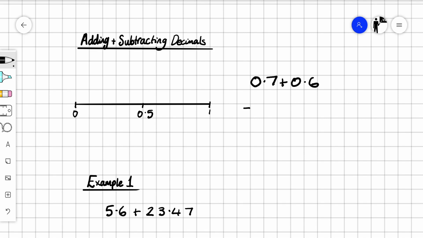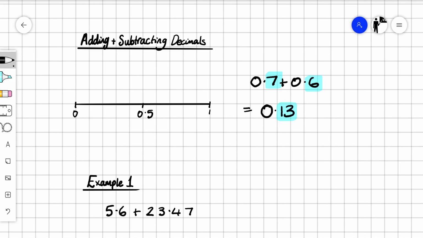What I'm going to do here is share what the wrong answer is. This is the common mistake that we sometimes see people make. They say that the answer to that problem is 0.13. Can you see where the answer comes from? I think they've done 7 plus 6 is 13.